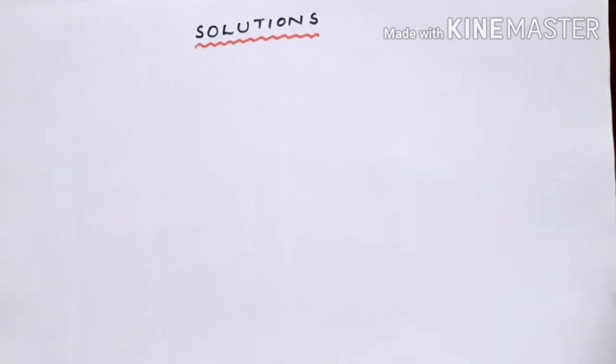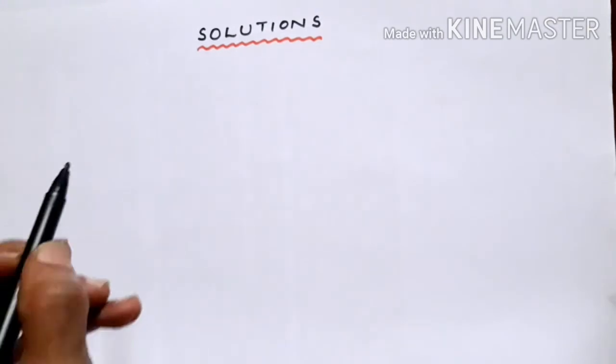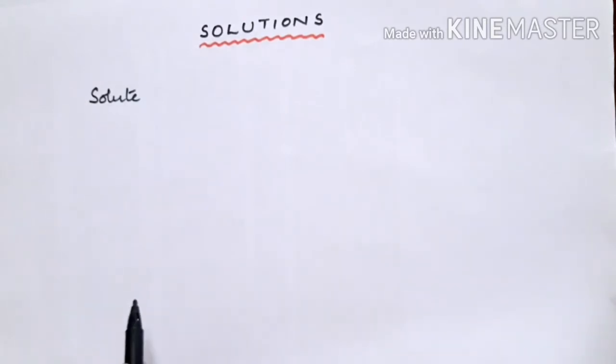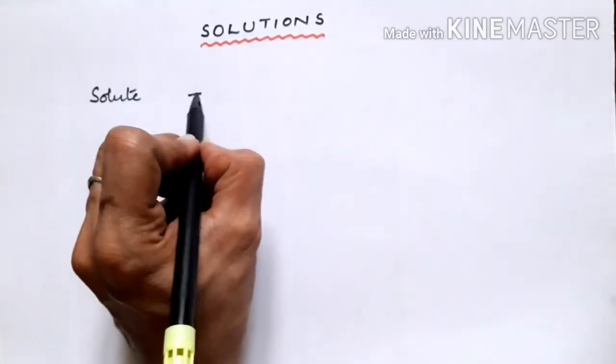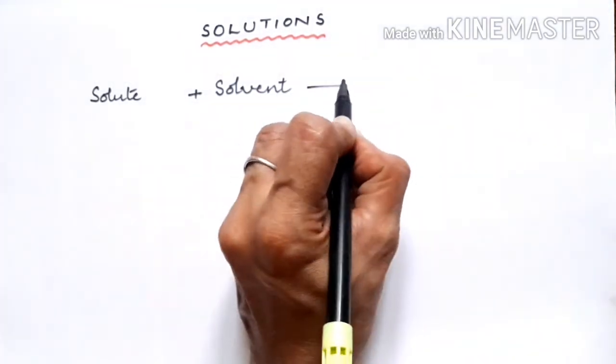Today, I am going to discuss what solutions are. Solutions are homogeneous mixtures of two or more components. If there are only two components in a solution, it is known as a binary solution. The component that is present in small quantity in a solution is known as a solute, and the component that is present in large quantity is known as a solvent. Together, it forms what is called a solution.